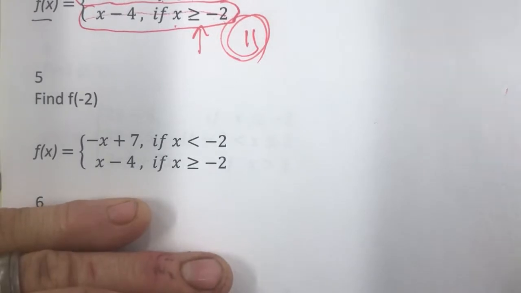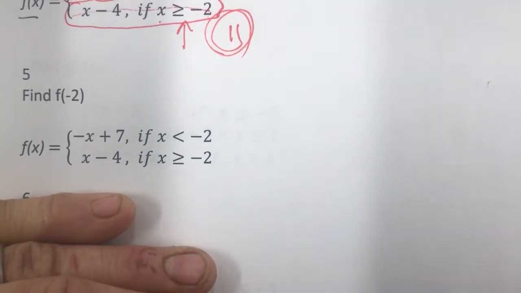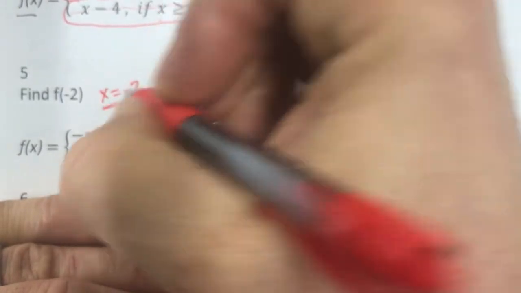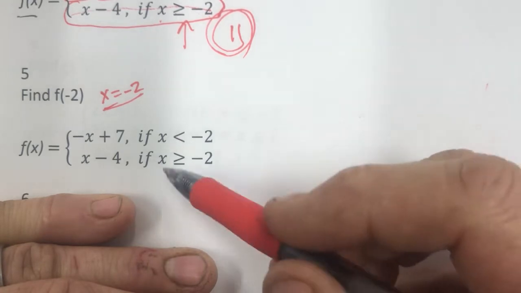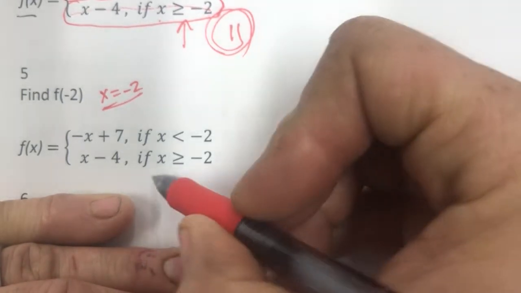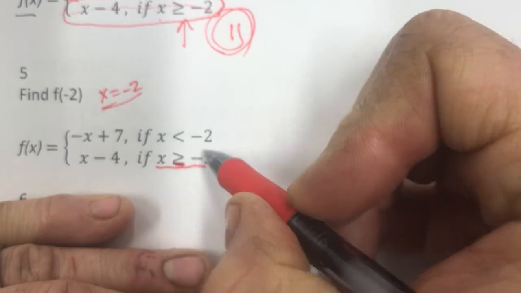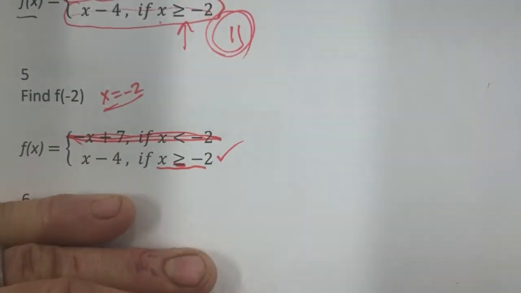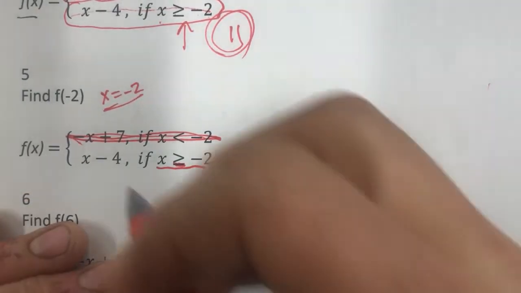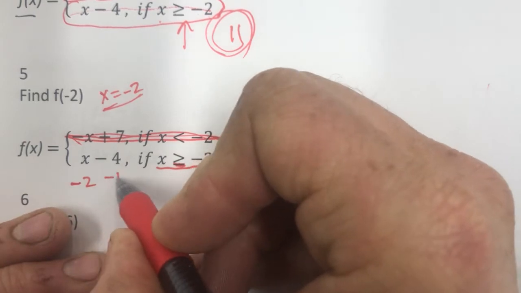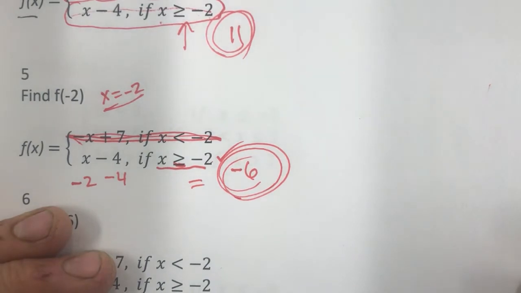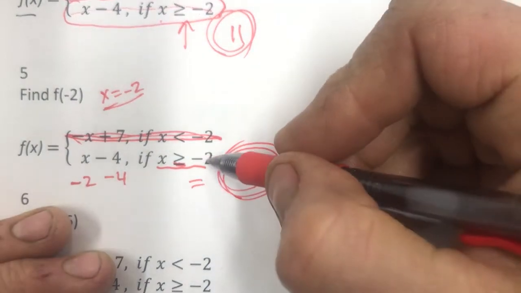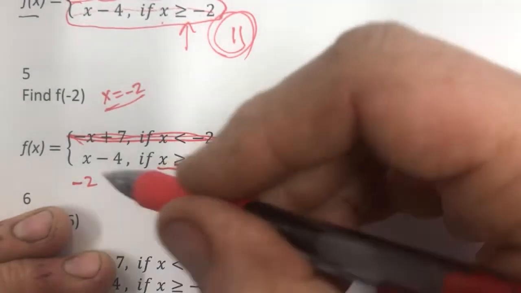Okay, let's go to this one here. Find f of -2. So x is -2 in this problem. I have to figure out which piece that goes in. Does it go in the top piece or the bottom piece? So x is -2. I think it's right down here. See, x is greater than or equal to -2. So we're in this piece down here now. The top piece is out. We're in the bottom piece this time. So I put -2 in right there. So I'm going to have -2 minus 4, which is -6. That's my function value of -2 for this piecewise function. So you have to see which piece you belong in first, and then you plug it into that piece.